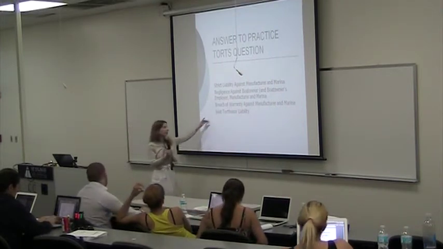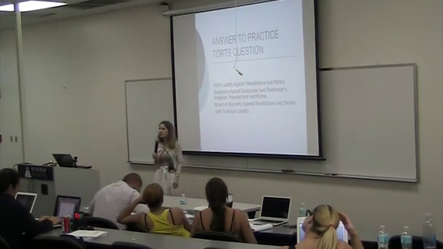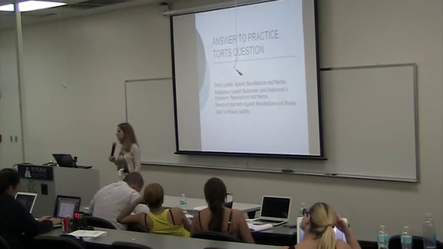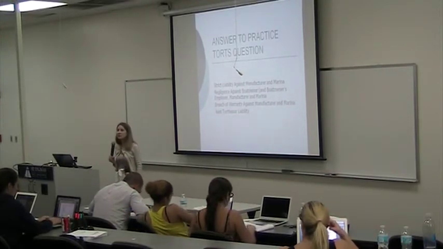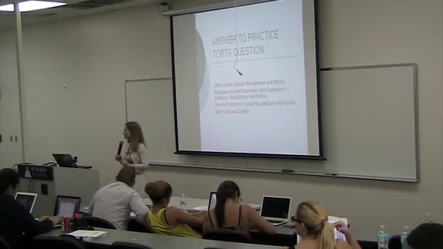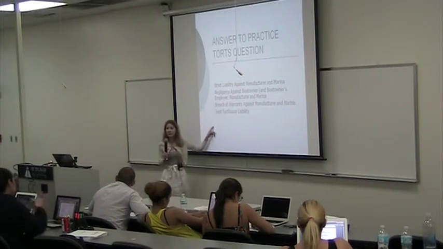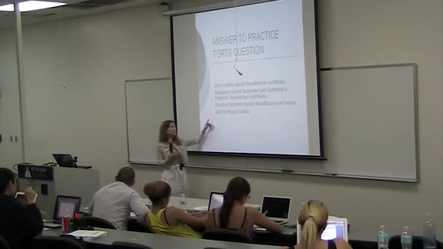And notice, I start with strict liability, then I go to negligence, and then I go to breach of warranty. That is a typical approach. It isn't the only approach, but it is a typical approach. And when you are analyzing an MBE question that deals with products liability, I think in this order. And let me explain why.